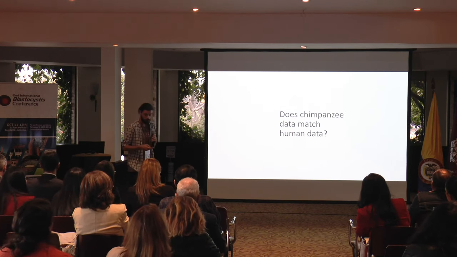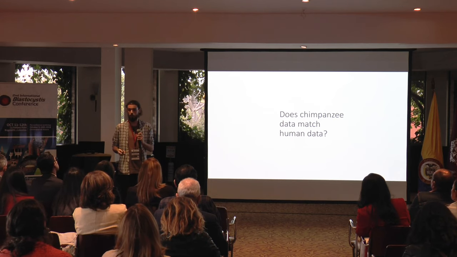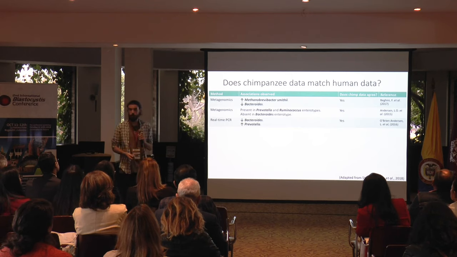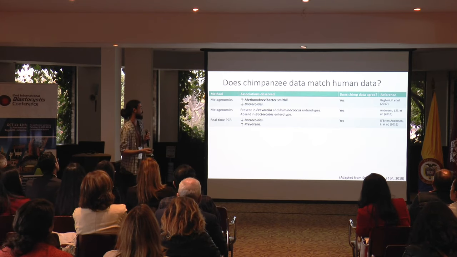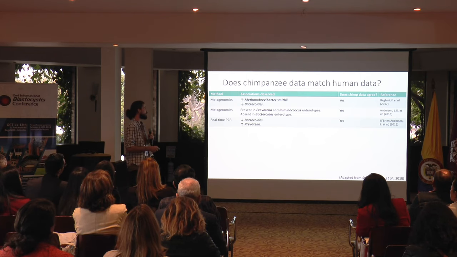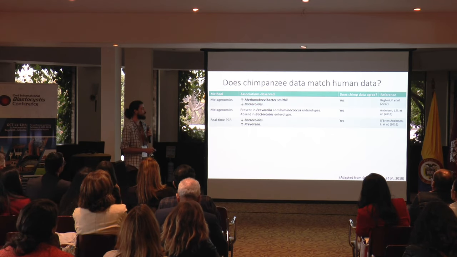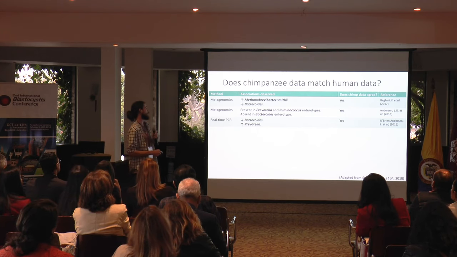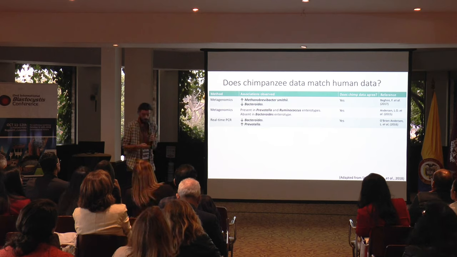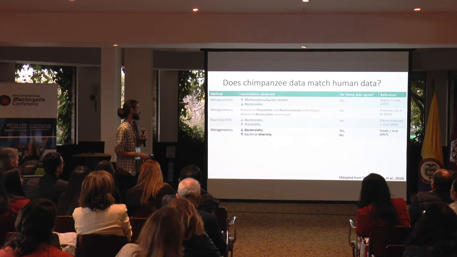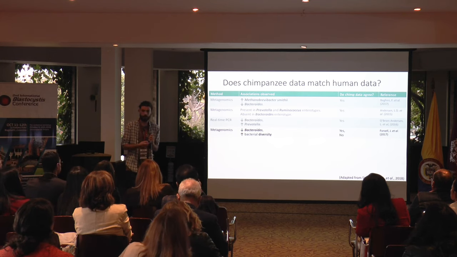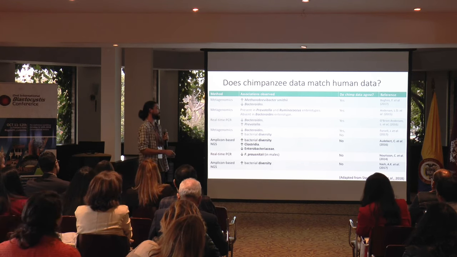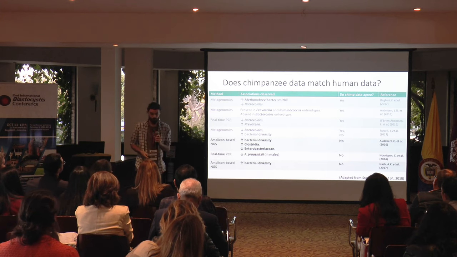So, to approach the second question, does this data match what we see in humans? I'm going to use this table that was used already twice in the previous talks, summarized by Rune. When we're talking about specific taxa, we do find that the chimpanzee and the human data agree. We're speaking about Methanobrevibacter, Bacteroides, and the enterotypes. However, when we start speaking about bacterial diversity, they do not agree, as I've already shown. And in some taxa, this data set does not replicate what we see in humans.